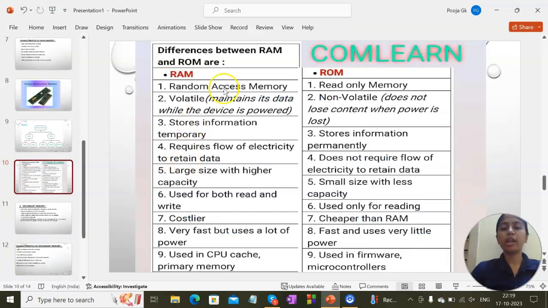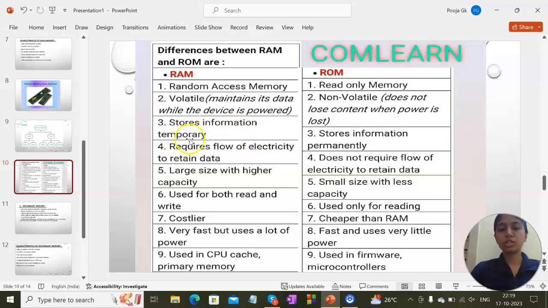Now the difference between RAM and ROM. RAM stands for random access memory, ROM stands for read only memory. RAM is volatile in nature and ROM is non-volatile in nature. Volatile means when the power is turned off, the data and programs will be erased. Non-volatile means they will not be erased.